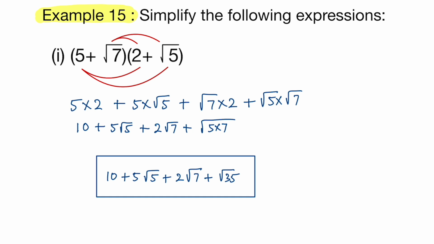As you can see, this is not even as simple as the term given in the question. 5 plus root 7 multiplied by 2 plus root 5 seems simpler than the expression that we have got, but this is what they want you to do in this question. Sorry, that was a tongue twister for me. Now moving on to the next example. It might not always be this long, there might be cases where it would be smaller.